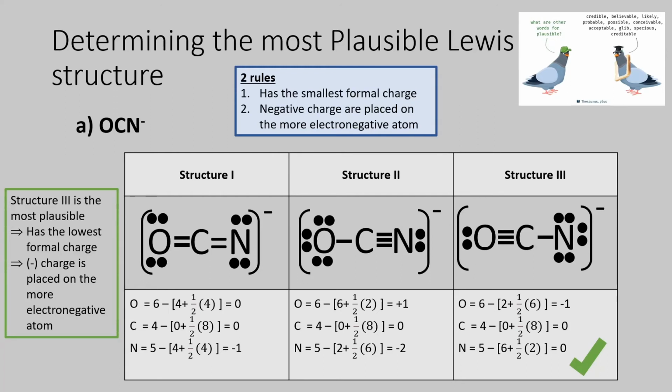So, nak cerita pasal most plausible, you always have to start with it has the lowest formal charge. Ya tak? The first kita tengok yang paling banyak kosong kan? So, the lowest formal charge. And then, dia cerita pasal the negative charge is placed on more electronegative atom, which is oxygen. Kan?